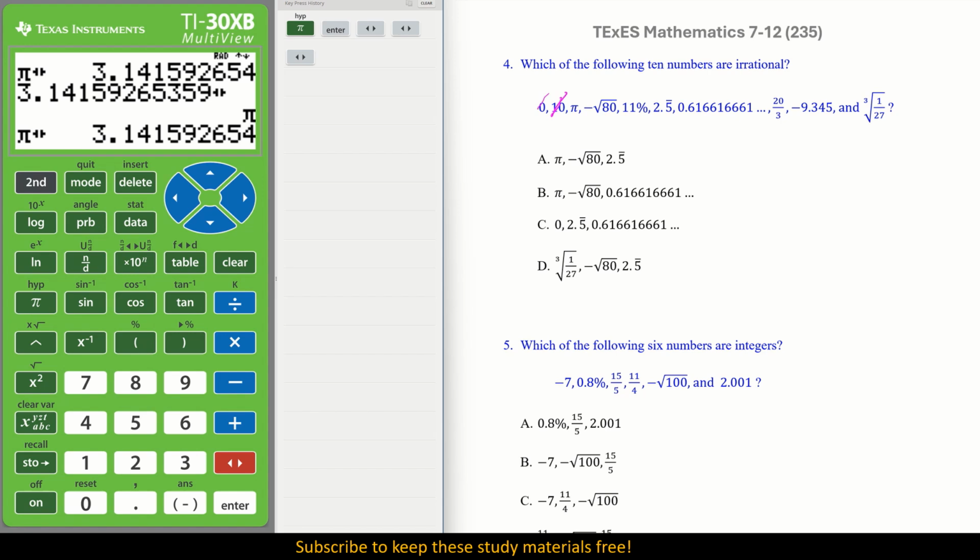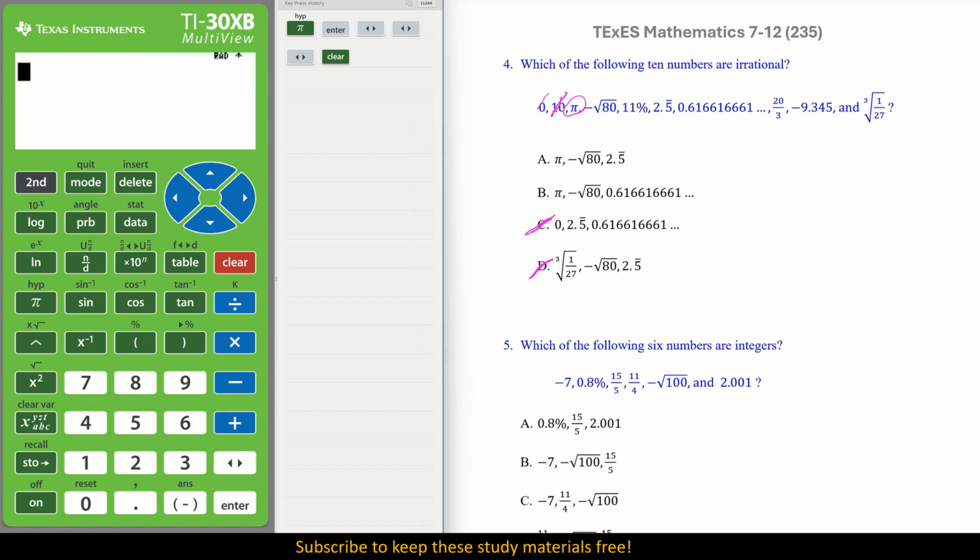The truth is, we don't even know where pi is. So we need to include that in our irrational list. Now that we have one irrational number, look at our options. C does not include it and D does not. We're looking at all of them, and it looks like each choice has 3. So we need pi. Okay, now the next number is negative square root of 80.